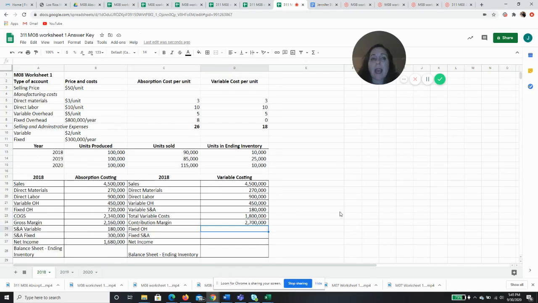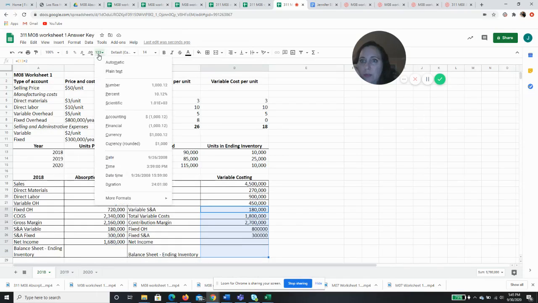Now we're going to subtract our fixed overhead, but we don't care about this $8. We don't care how many units we sold, it doesn't matter. Fixed overhead is deducted in its entirety on our variable income statement, so this 800,000, the whole enchilada, goes down here. And for fixed S&A, the whole 300,000 goes down here, same as what we did before. Somehow we have lost our formatting, haven't we? Let's go ahead and add that just for fun.